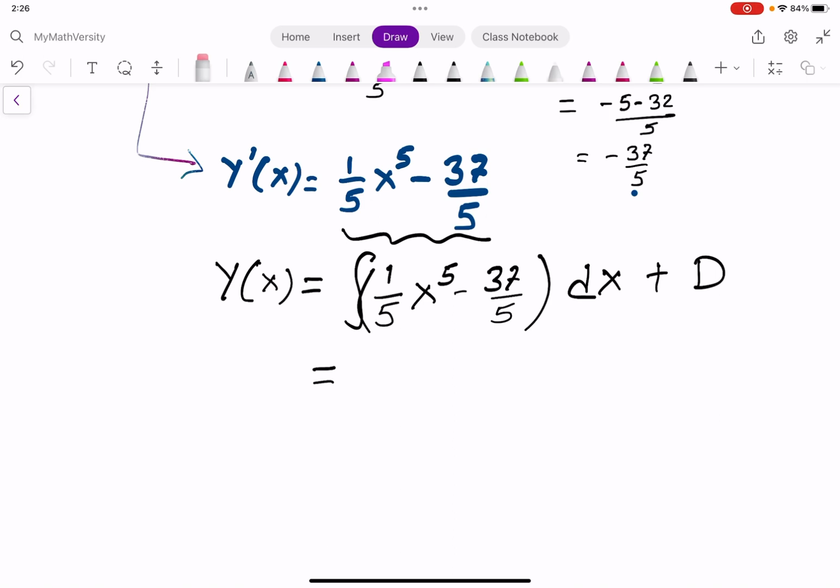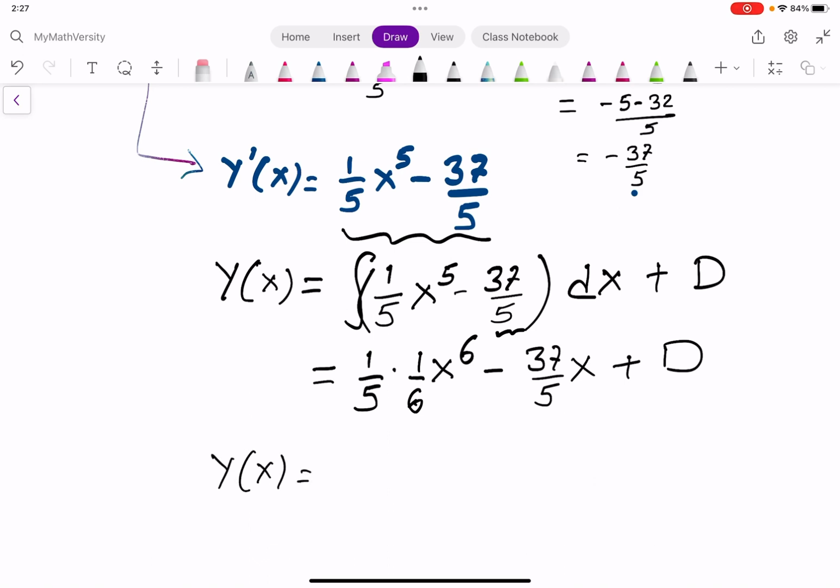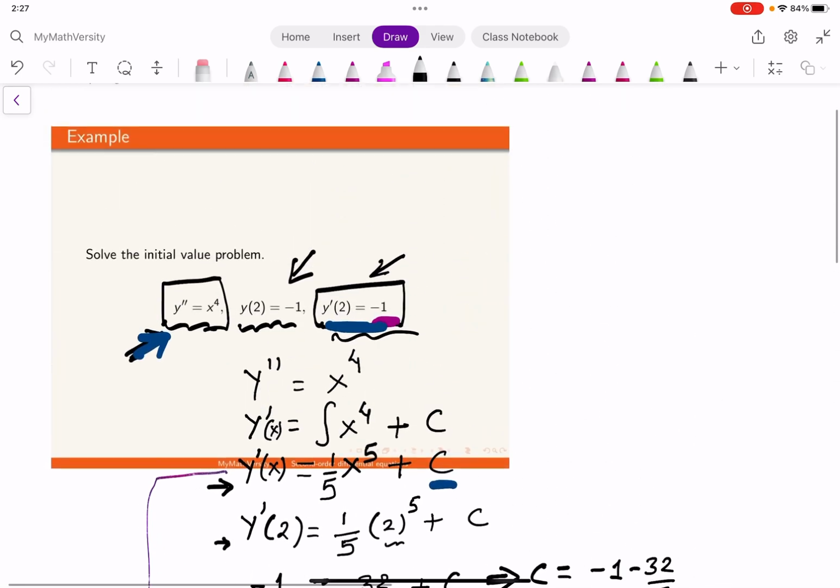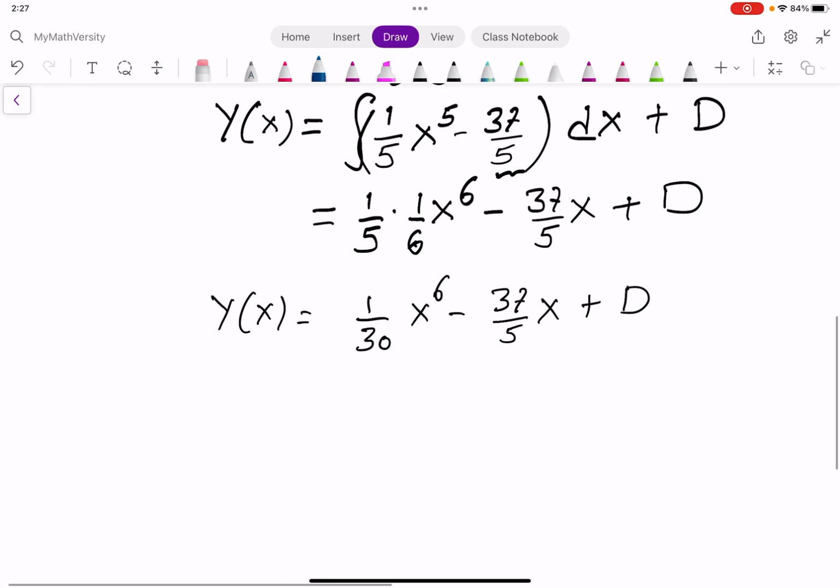So what is the antiderivative of 1 over 5 x to the power 5? 1 over 5 is a constant, so write it down as it is, multiplied by x to the power 5. Its antiderivative would be x to the power 5 plus 1, so 6, multiplied by the reciprocal of that. Minus, the antiderivative of this constant will be that constant multiplied by x, right? And then plus d, the integration constant, so leave that as it is. So we get y of x equal to 1 over 30 x to the power 6 minus 37 over 5 x plus d. That's the solution we get, but we have not yet applied the initial condition y at 2 is -1, which we will apply now.